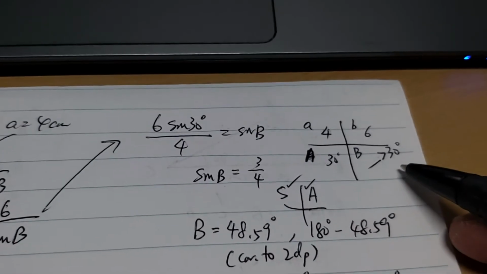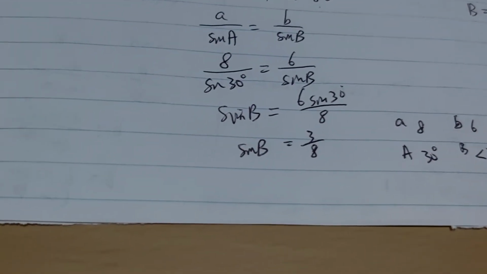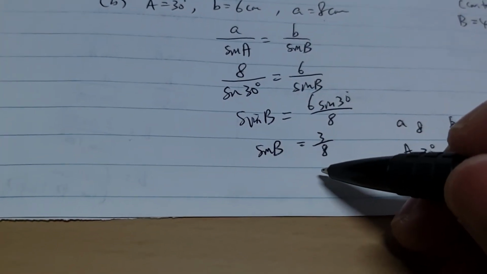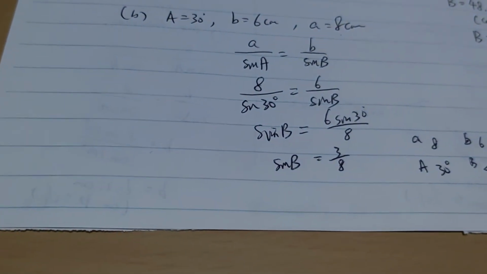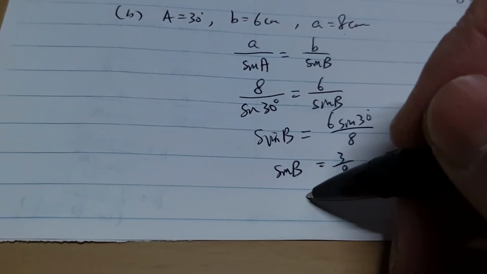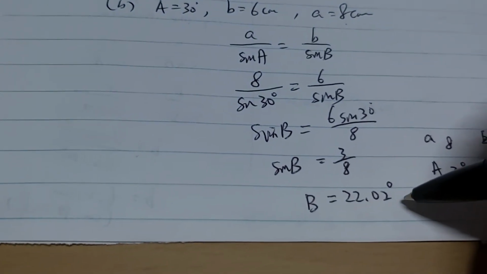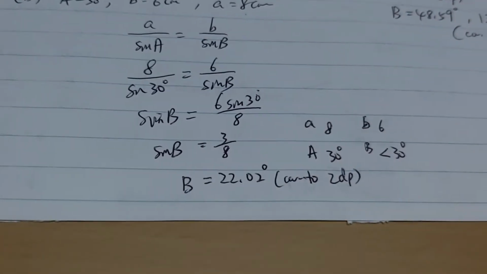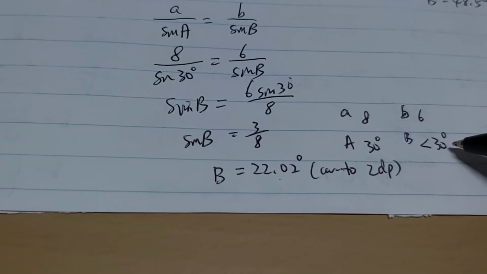Not the same case as in part A, where it was bigger. This one is smaller, so there are not many possible answers. So when we shift sine, 3 over 8, what will we have? Okay, we will get 22.02 degrees. Do we accept it? Yes, because this angle is smaller than 30 degrees.